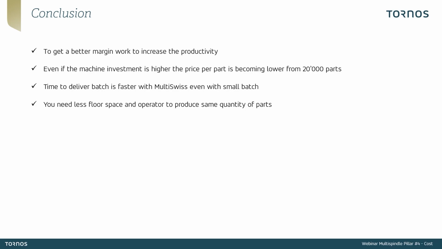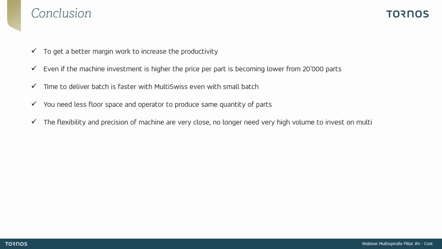And the fact that today, with the new technology, the flexibility and precision of a machine between a single spindle and multi-spindle are very close, and you no longer need to have very high volume to invest in multi, speaking about 1 million parts or so. By going to multi-spindle technology, you at the end have a better price per part, and this can also help you to gain market share and consolidate your position in the market.